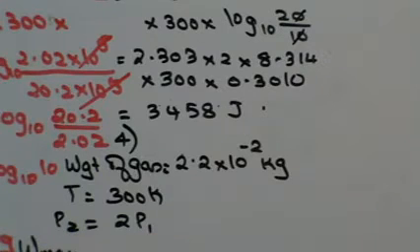Now I can say W max. They've said isothermally and reversibly, that means it has to be W max. W max is 2.303. Okay, wait, they haven't given you n. So first thing you need to find out is n.